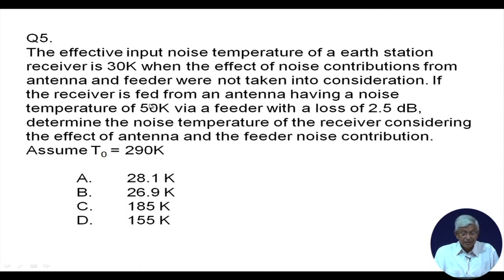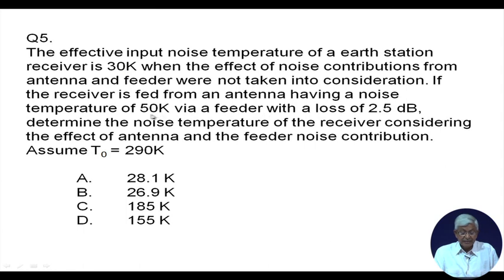Now, if the receiver is fed from an antenna having a noise of 50 K, which is looking towards the sky, it is quite low, via a feeder which has loss of 2.5 dB, then determine the noise temperature of the receiver considering the effect of the antenna and the feeder noise contribution, and assume that 290 K is T0. So, initially it is 30 K.